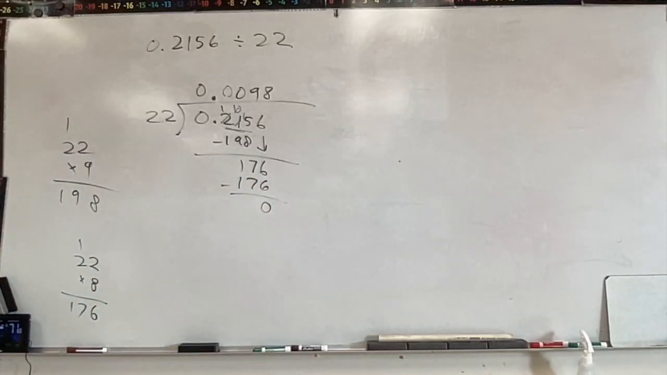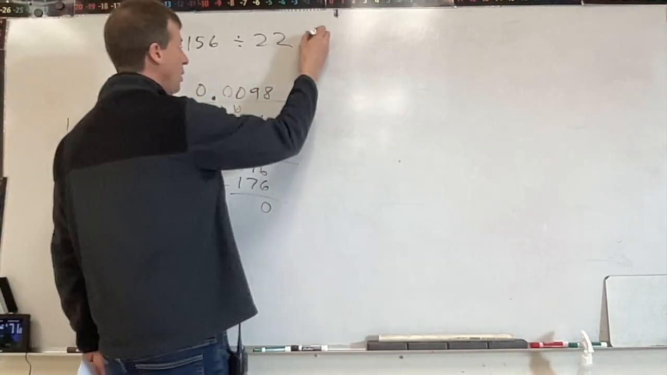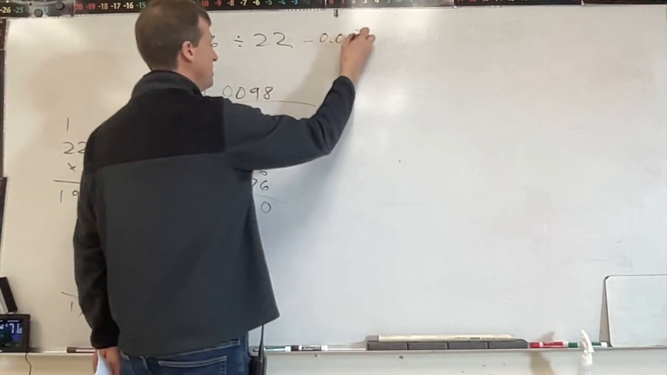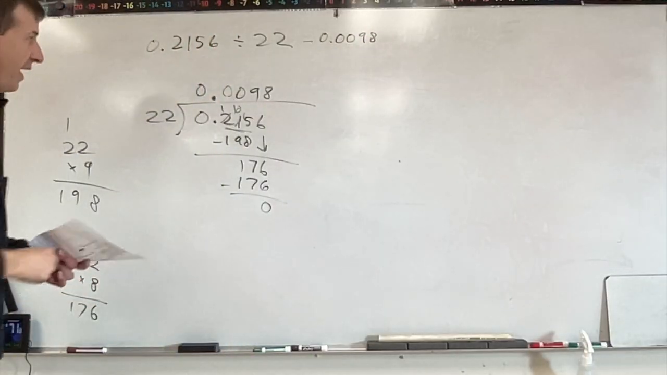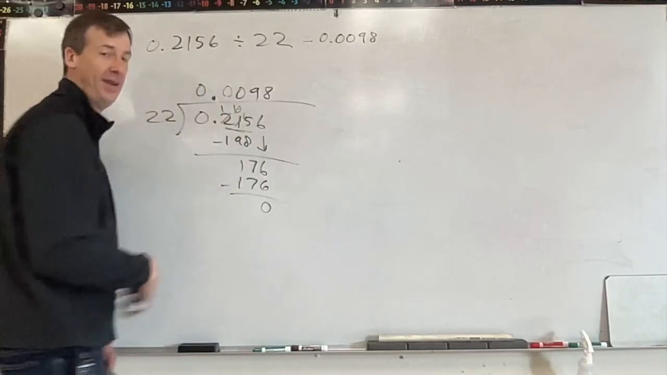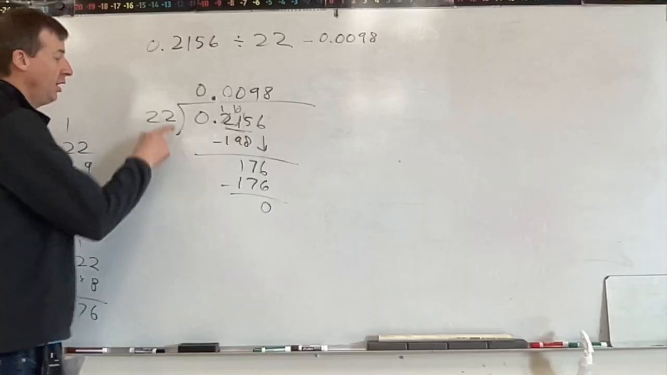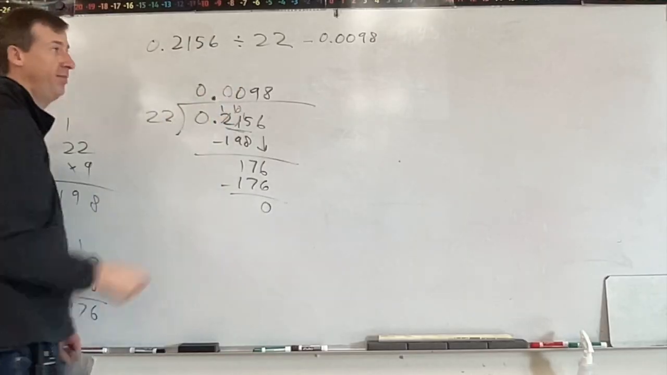So that's my answer. I believe that 0.2156 divided by 22 equals 0.0098. Well, let's check it to make sure that's true. Now, if I hadn't been putting those zeros in here, I would have ended up with 0.98, and that would have been wrong. So make sure 22 goes into 2 how many times? 0 times. Make sure you're putting zeros up there.